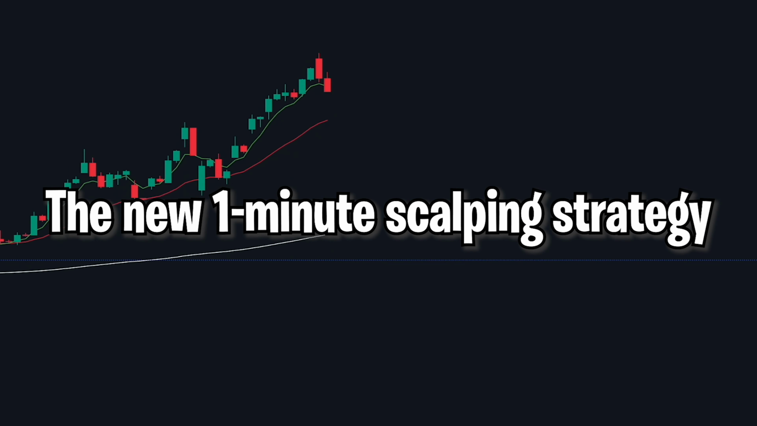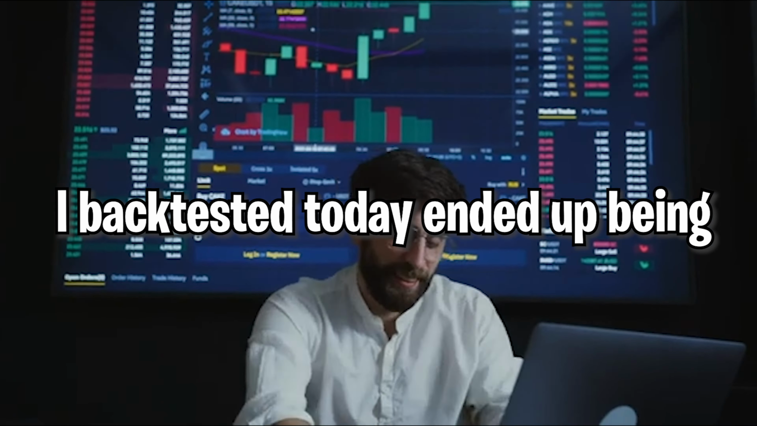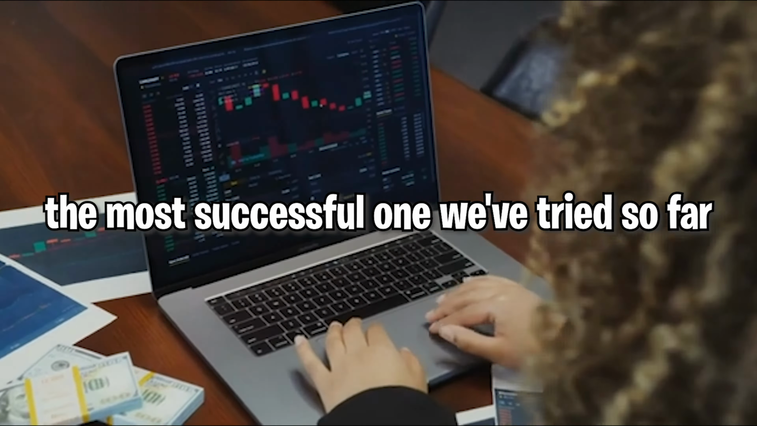The new 1-minute scalping strategy backtested today ended up being the most successful one we've tried so far. The approach works with a variety of assets, including stocks, forex, gold, and cryptocurrencies. Let's get started now that we have cleared that up.